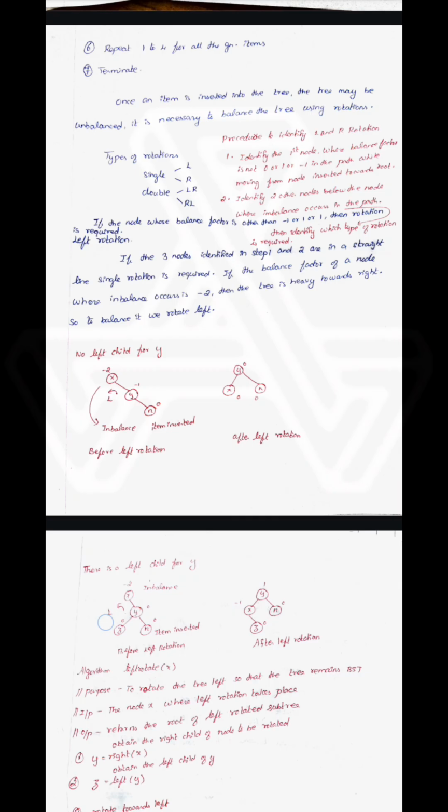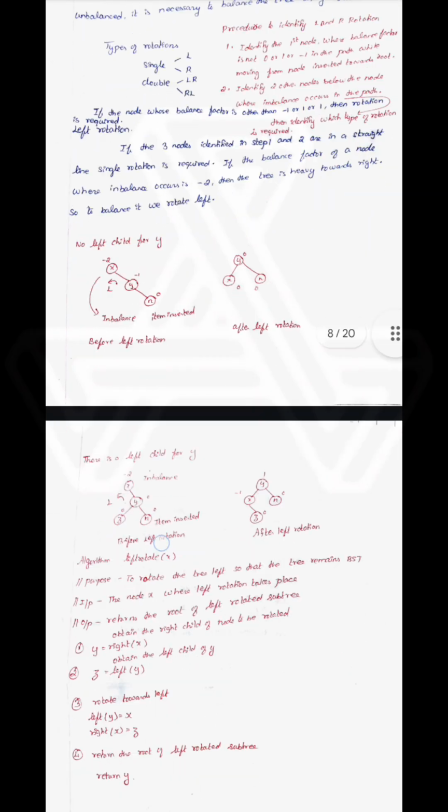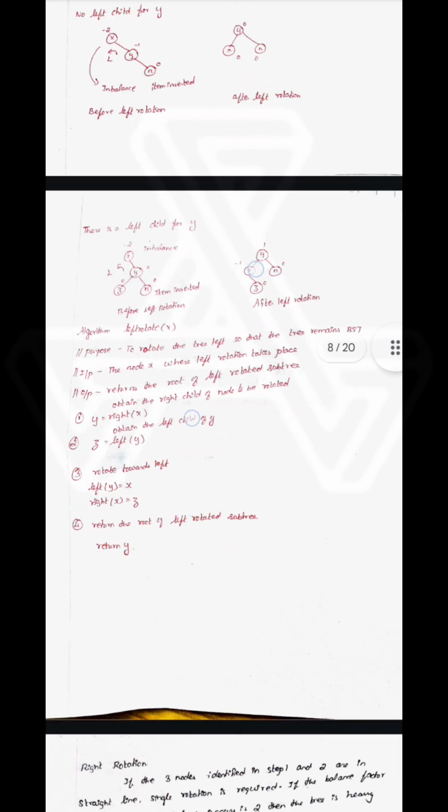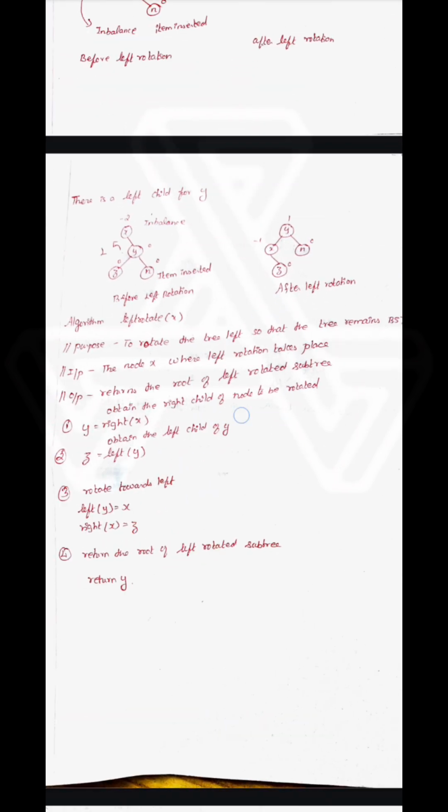in steps 1 and 2 are in a straight line, single rotation is required. If the balance factor of the node where imbalance occurs is -2, then the tree is heavy towards the right. So to balance it, we rotate it to the left. X to Y, and then it will be balanced like this. There is a left child for Y. So while we are rotating, Y will be at the top, X will be down, and then the item is inserted.